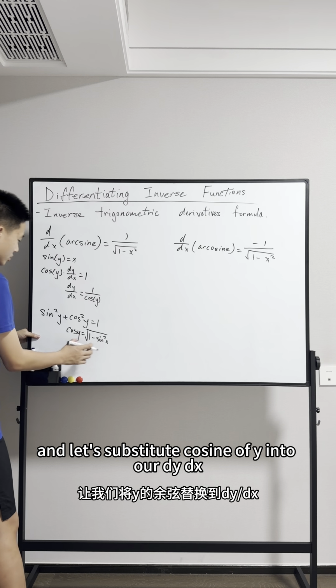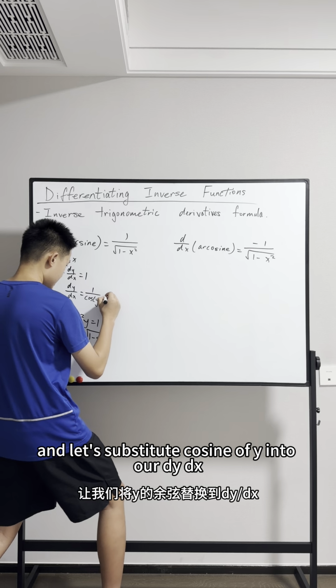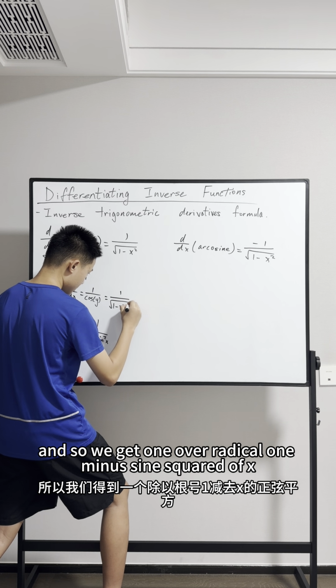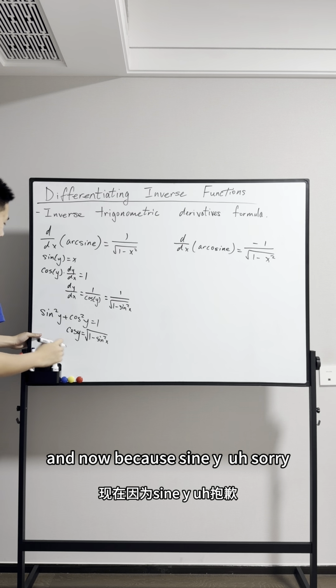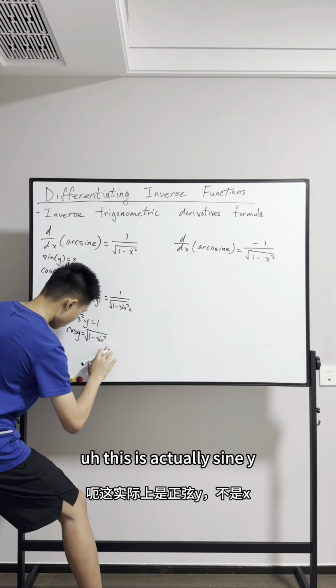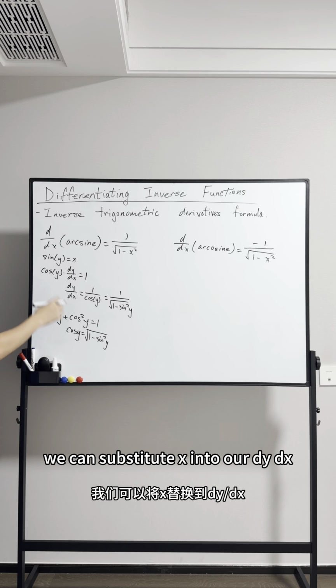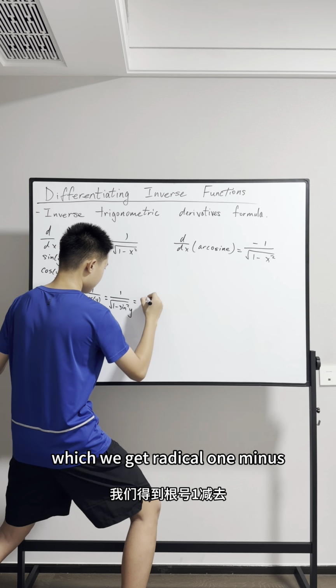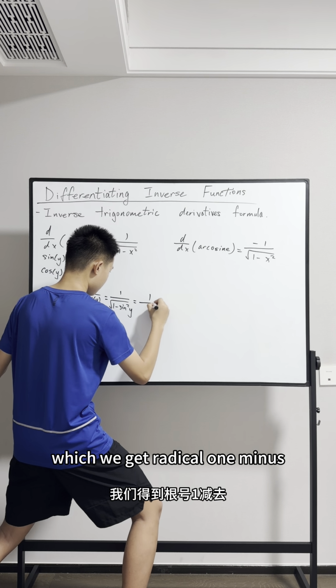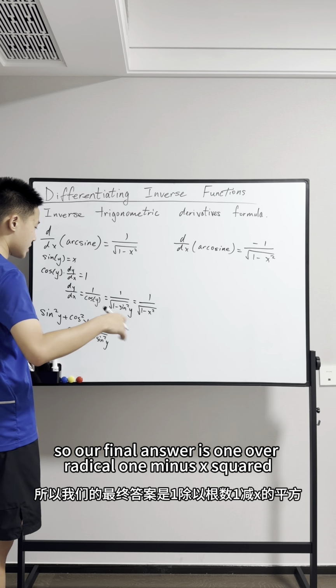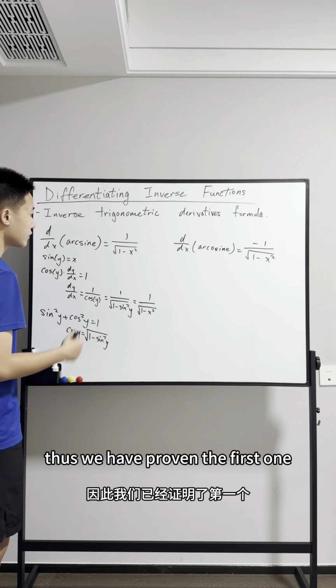Let's substitute cosine of y into our dy dx, and so we get 1 over radical 1 minus sine squared y. And now because sine y is equal to x, we can substitute x into our dy dx, which gives radical 1 minus x squared. So our final answer is 1 over radical 1 minus x squared. Thus, we have proven the first rule.